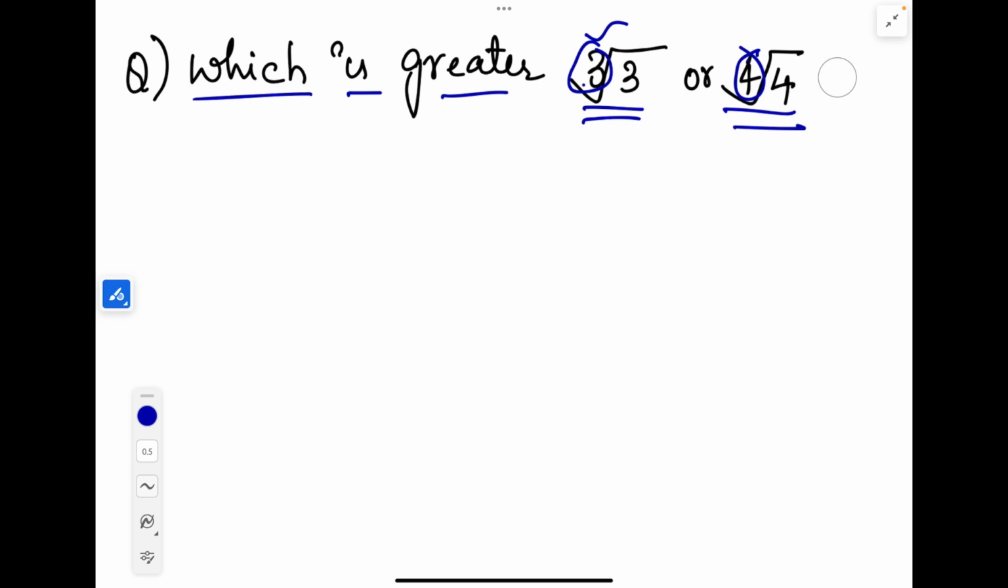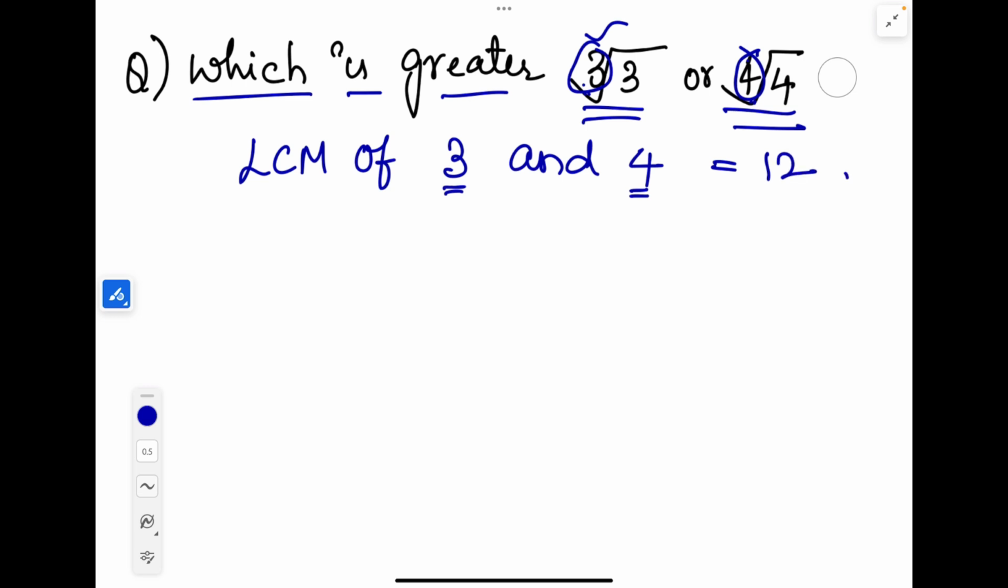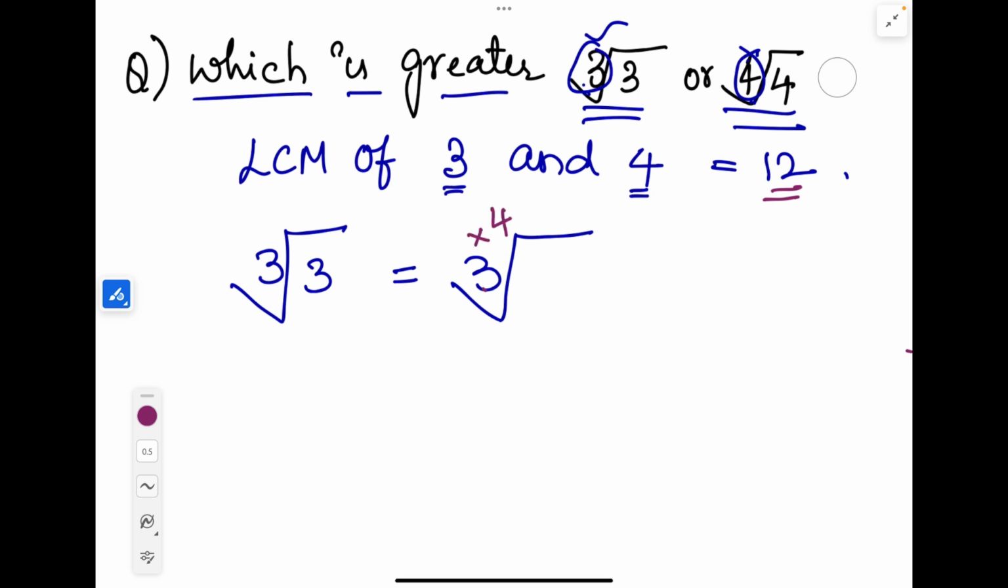Okay. So let us take the LCM of 3 and 4. Index of the first one is 3 and index of the second radical is 4. So I am taking the LCM of 3 and 4, which is 12. Now I want to make the index equal to the LCM, which is 12. So 3 times 4 is 12, right? So multiply this with 4 and the radicand is 3. So for the radicand put the exponent 4.